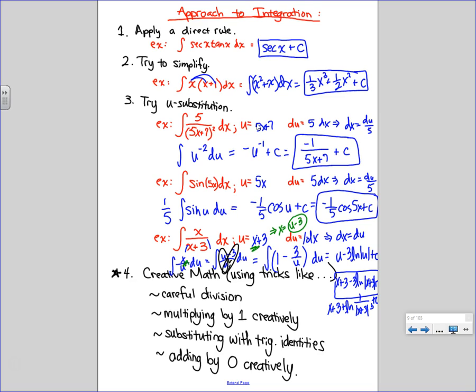Substituting with trig identities. Ooh, we saw one of those the other day. Do you remember what I put on the board where we needed to substitute with trig identities? It was the integral of... Why did we need trig identities with this guy? U is tangent, and it's u squared, and du is secant squared, and he's not there. Let's not do u squared. Direct rule. There is none.